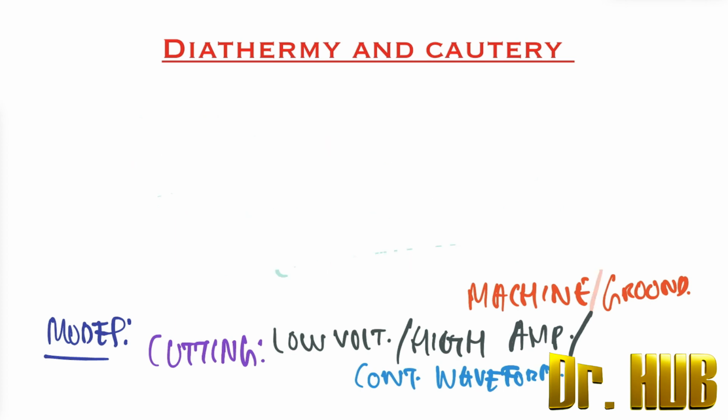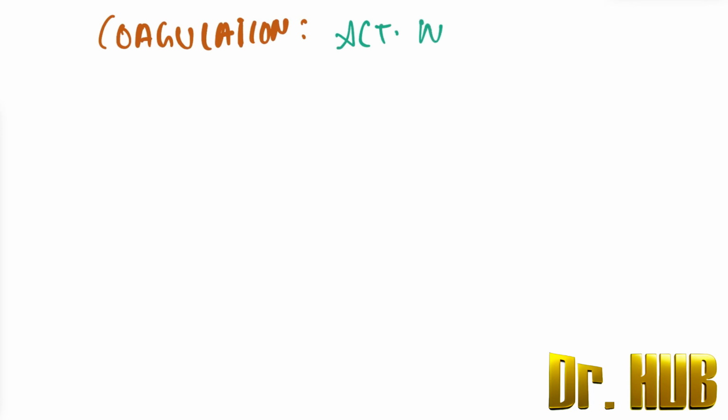Next, under the monopolar modes, we saw the cutting, and then comes the coagulation. Coagulation has alternating waveforms. They are nothing but the bursts.